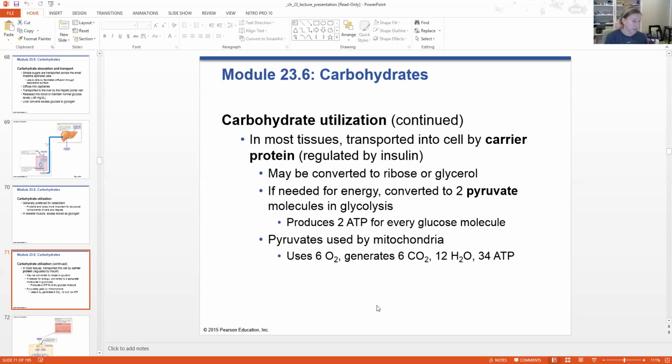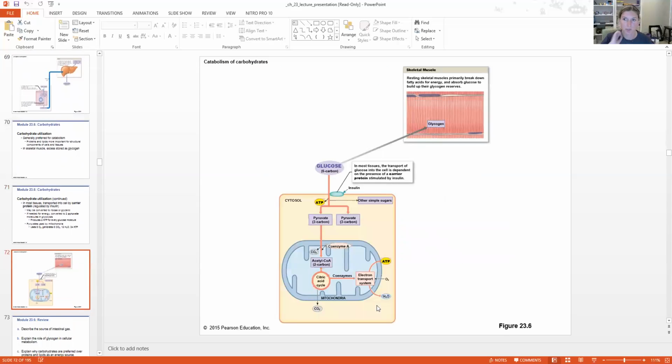Once it's absorbed, it can be converted into ribose or glycerol. If that glucose is needed for energy, then it's going to be converted into pyruvate, and the process of glycolysis will occur. Glycolysis produces 2 ATP molecules for every glucose molecule, and then pyruvate is used by the mitochondria in the citric acid cycle and electron transport chain to create 6 carbon dioxide, 12 water, and 34 ATP. That number of ATP has actually been updated since this book has been published. That's okay. You can memorize 34.